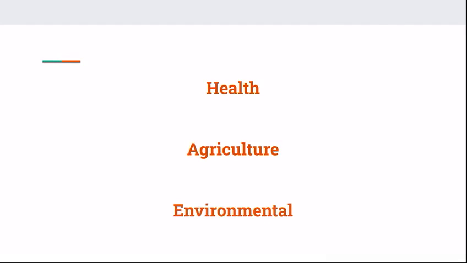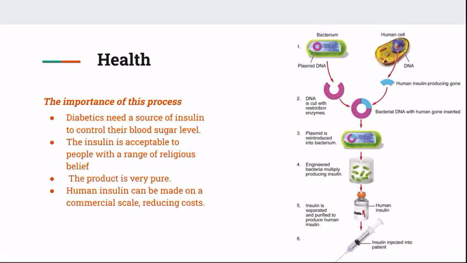Scientists are trying to use recombinant DNA in several different ways. Recombinant DNA technology has helped us overcome many issues, some of which are health, agriculture, and environmental issues. I'll be talking about each one of them separately. Recombinant DNA technology is playing a vital role in improving health conditions by developing new vaccines and pharmaceuticals.